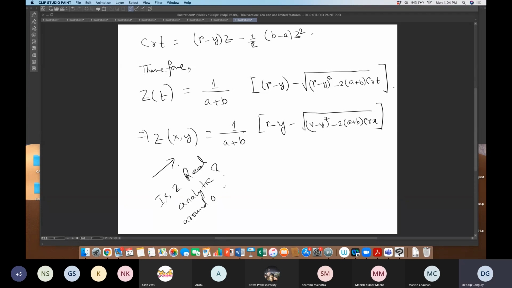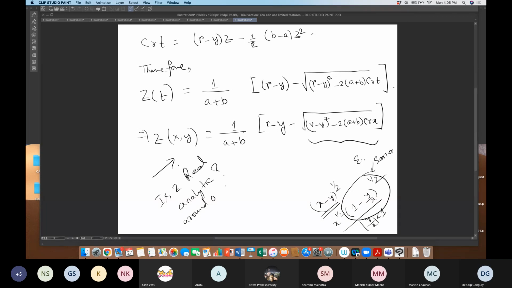Not for all, everything, right? You have to break this square, like x minus half kind of thing. You can take x to the power half common, y minus y by x to the power half. When the modulus of x is strictly less than 1, you can expand this in a series, right? Yes or no? You can expand this series. And you can easily show that z is a real analytic function around 0.